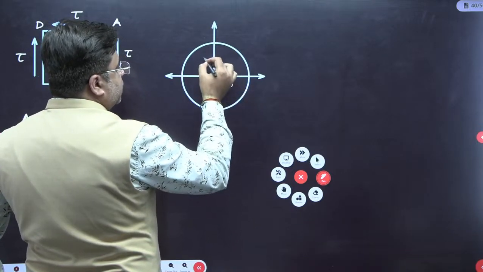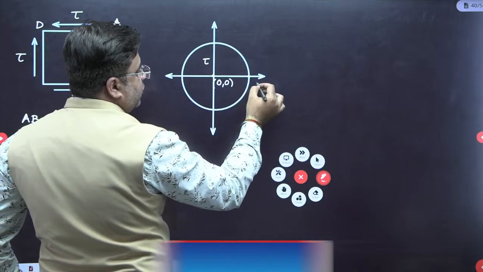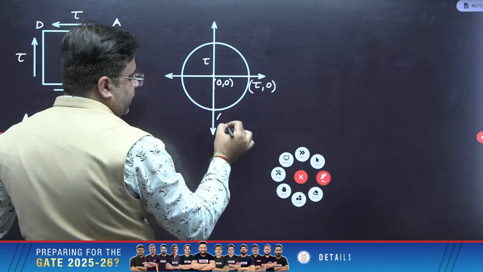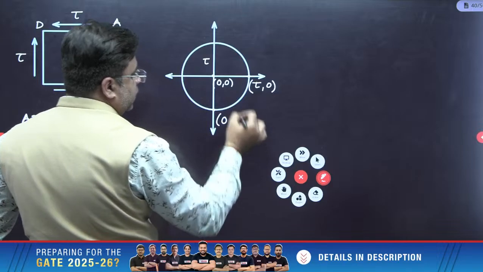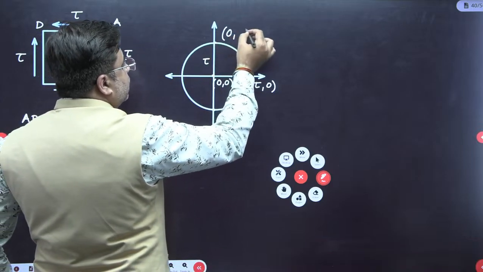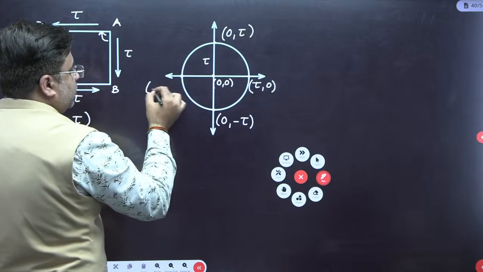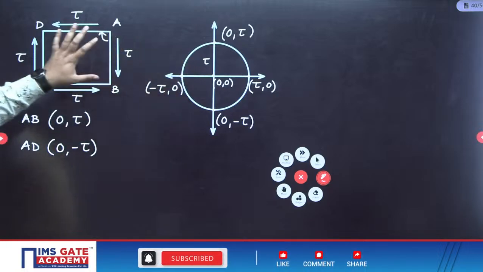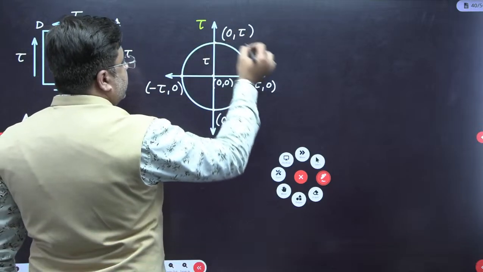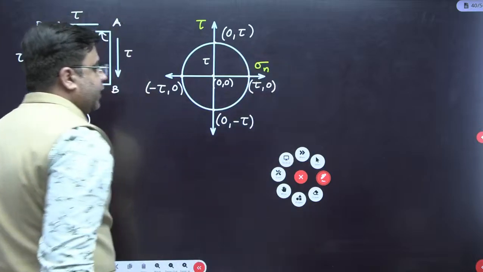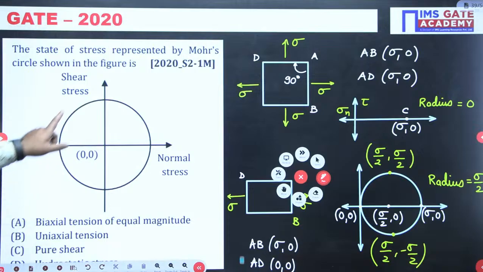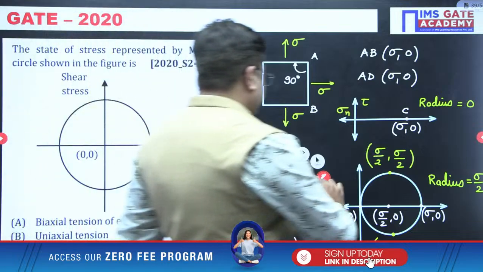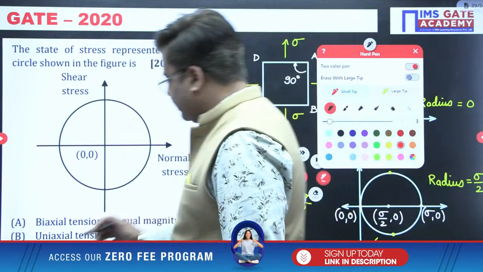The radius of this Mohr circle will be tau, and all these point coordinates: this will be tau comma 0, means your major principal stress is tau. This will be 0 comma minus tau, this will be 0 comma plus tau, and this will be minus tau comma 0. And this is the Mohr circle for this state of stress. This is shear stress tau, and this is your normal stress sigma n, right? So you can see for this Mohr circle, the state of pure shear is the absolutely correct answer.